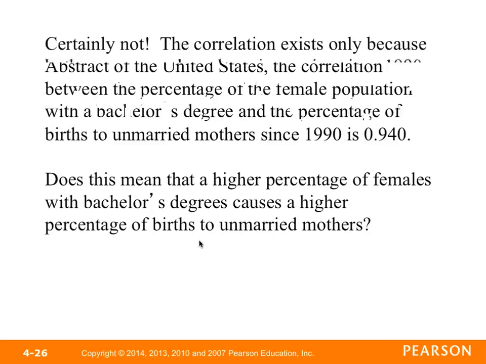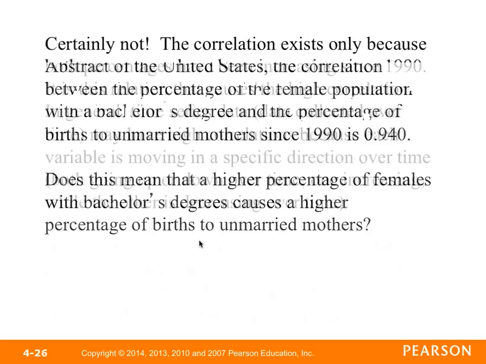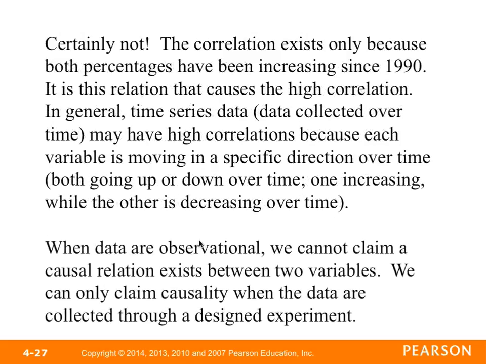In general, if we're talking about time series data, which is data that's collected over some period of time, you might have high correlations just because both variables are moving in some kind of specific direction over time. So either both are going up, both are going down, or one is increasing while the other is decreasing. But when data is observational, we cannot claim that a causal relationship exists between two variables. We can only claim causality when the data is collected through some kind of designed experiment.